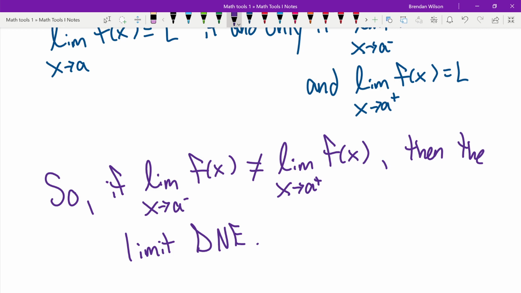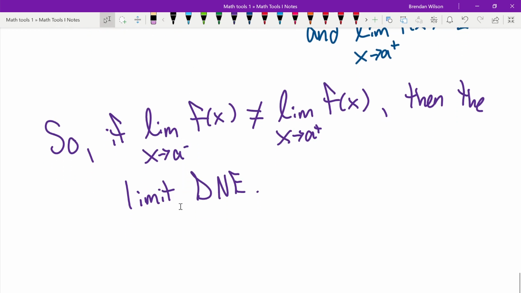And to be more precise, they both need to be equal to some finite number. As we talked about, if it's infinite, we still say it doesn't exist, but we might write infinity down even though it still doesn't exist, right? So there's more cases where it might not exist.